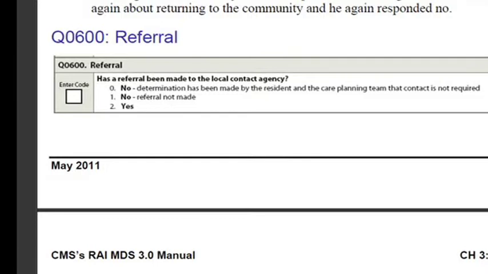Code 1, no, the referral was not made. That's if someone dropped the ball accidentally. And CMS is capturing this. If the resident asked to talk to someone, but the referral was not made, the care planning and progress notes should indicate the status of discharge planning and why a referral was not initiated.